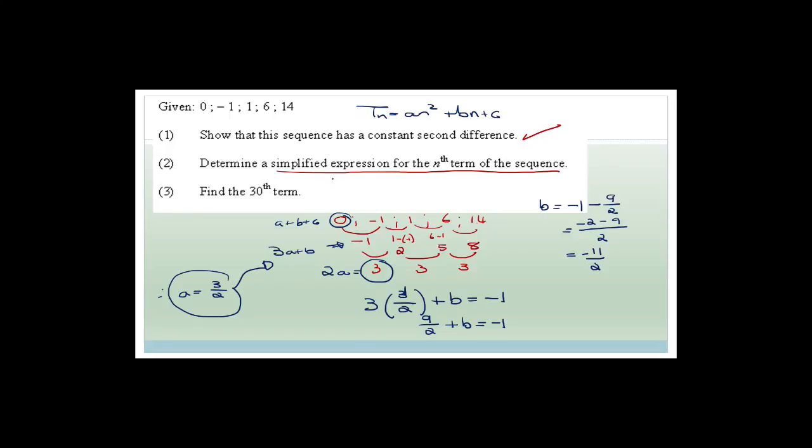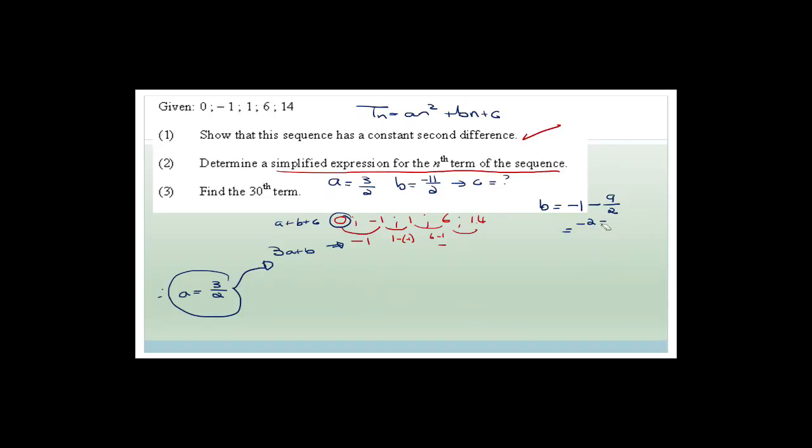So now, what do I have? If a is 3 over 2 and b is minus 11 over 2, we need to find c. Okay, so we know that a plus b plus c equals 0, so we can substitute that in. I'm just going to erase a little bit of stuff here so that I've got space to write. We don't need the second difference anymore.